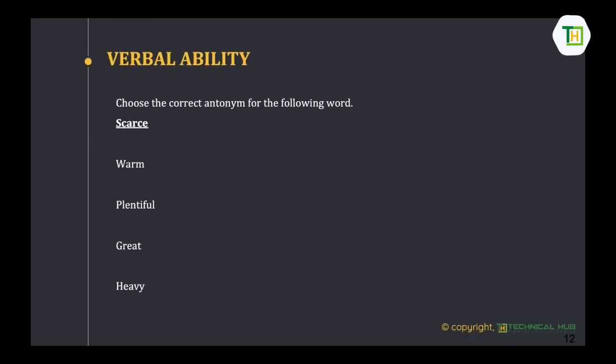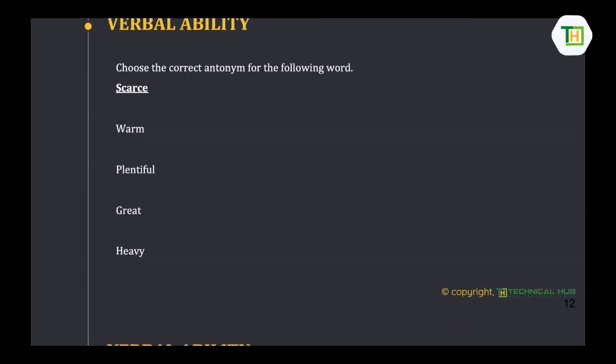Next one. Choose the correct antonym for the following word. Scarce. See, we say scarcity. Now, what do you mean by scarcity? That means in short. We are in short of that. Now, warm is a mistake. Plentiful is the correct one. Great is wrong. Heavy is wrong. It's plentiful, like we have more in number. Plentiful is the correct one because it's an antonym.